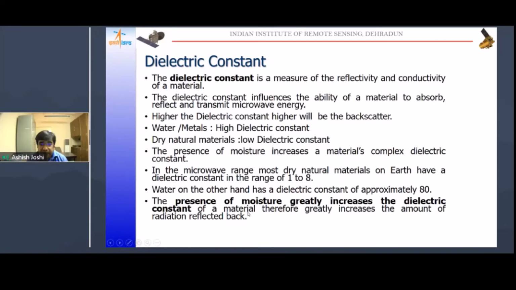So if we look at soil, normal soil will have moderate backscatter in the SAR image, but soil containing soil moisture has higher backscatter in the SAR image.